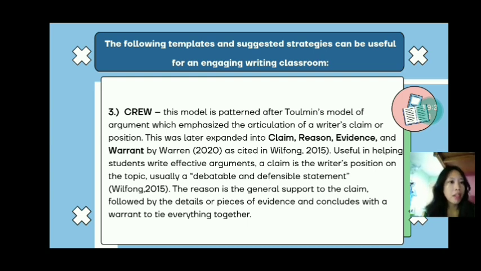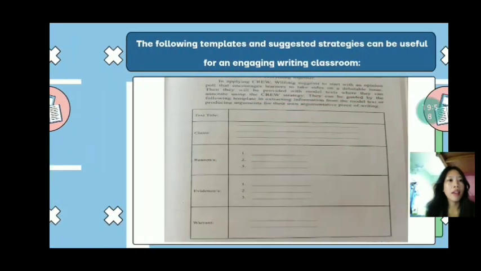A claim is the writer's position on the topic, usually a debatable and defensible statement, according to Wilfong 2015. So the reason is a general support to the claim, followed by the details or pieces of evidence, and concludes with a warrant to tie everything together. So CREW is very helpful in writing an essay or other argumentative task.